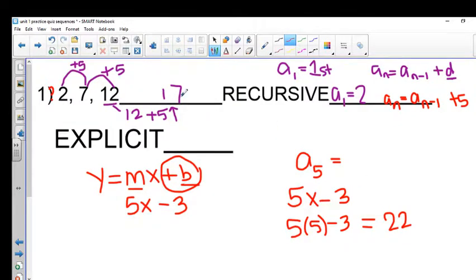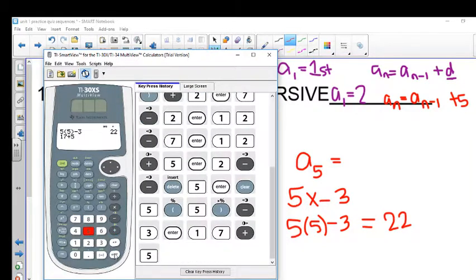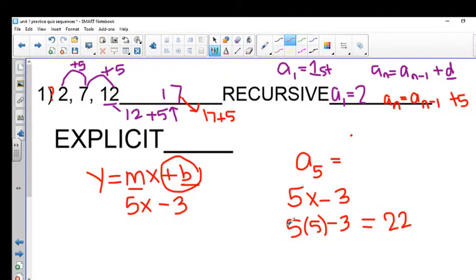So just think about this. If I wanted to figure it out and I did it the normal way, I would take 17 plus 5. And then we can double check to make sure we're right. Look, 17 plus 5, and we get 22. So this is a quicker way because you don't want to have to do this every time. It would take forever. So that's how we do it.